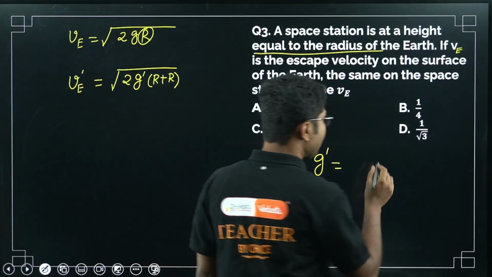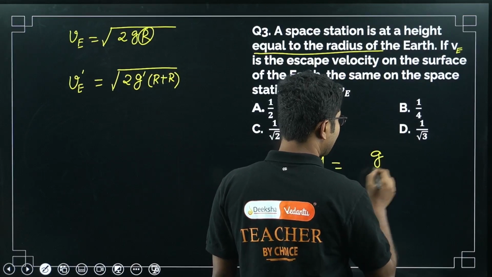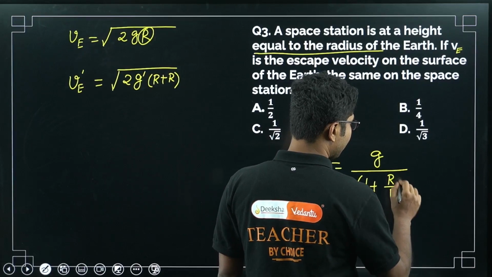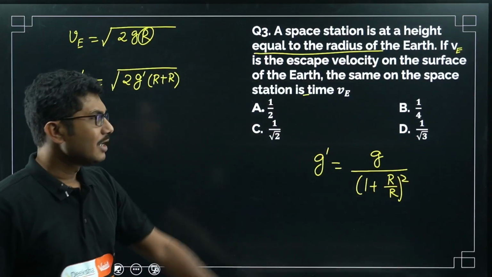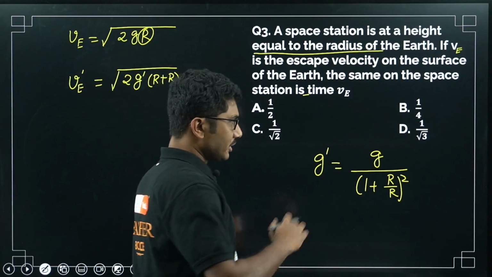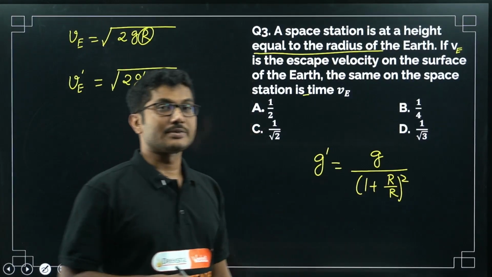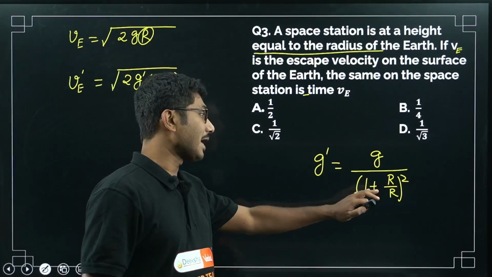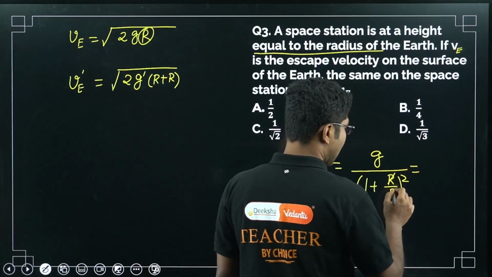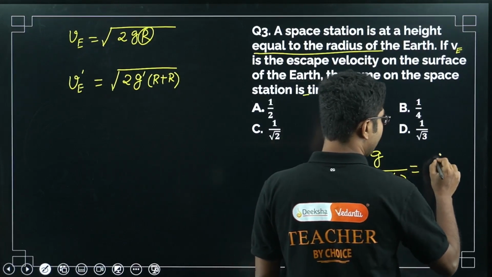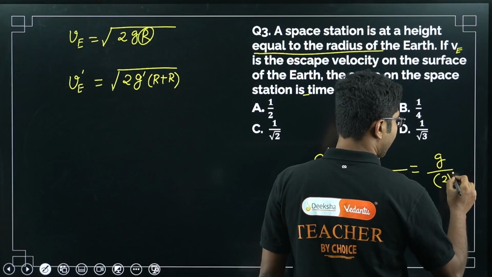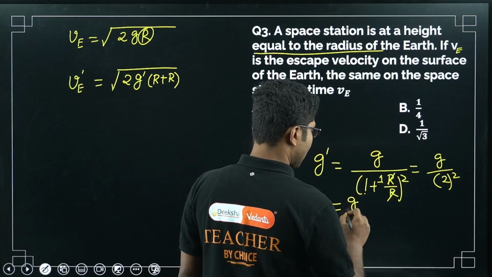In the last problem we have seen that g dash is nothing but g divided by (1 plus h by r) whole square. It is h by r, so instead of h, I have substituted r directly. If you have any doubt, you can check the previous problem, understand it, and if you have understood, then you can solve it directly without using the same variable again and again. So the r by r cancels, so you have 1, so you will get g over (1 plus 1, that is 2) whole square. So it will be g by 4.